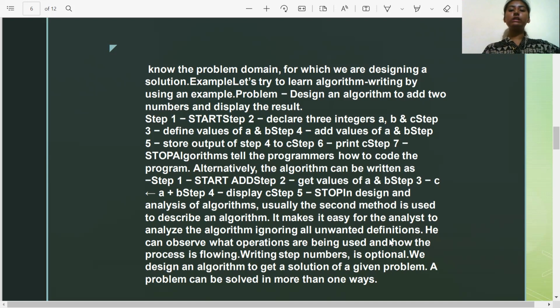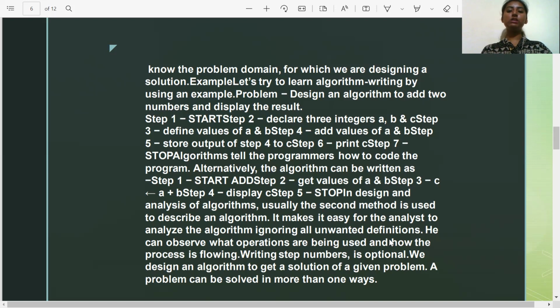Alternately, the algorithm can be written as: Step 1, start. Step 2, get values of A and B. Step 3, C is A plus B. Step 4, display C. Step 5, stop. In design and analysis of algorithms, usually the second method is used to describe an algorithm.